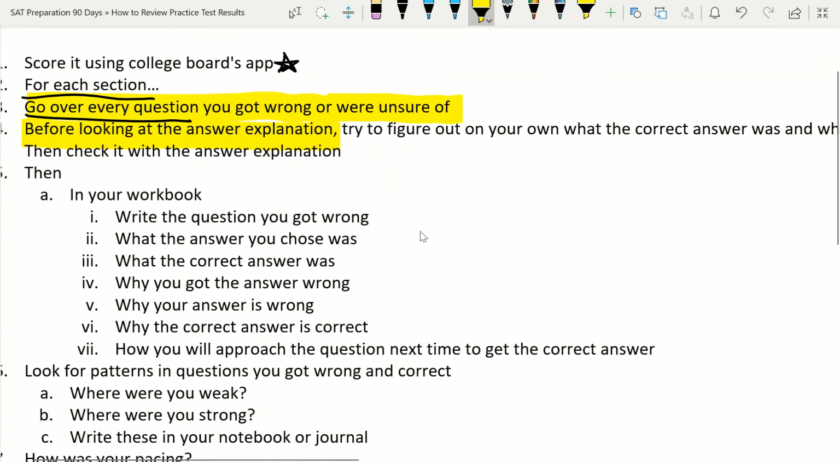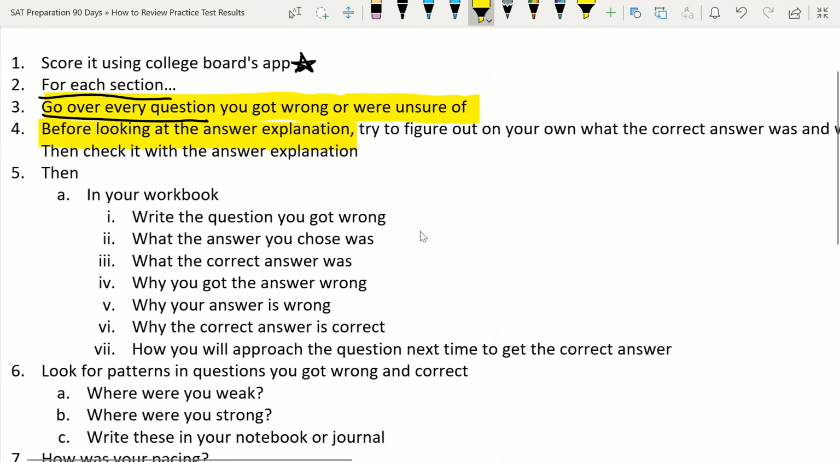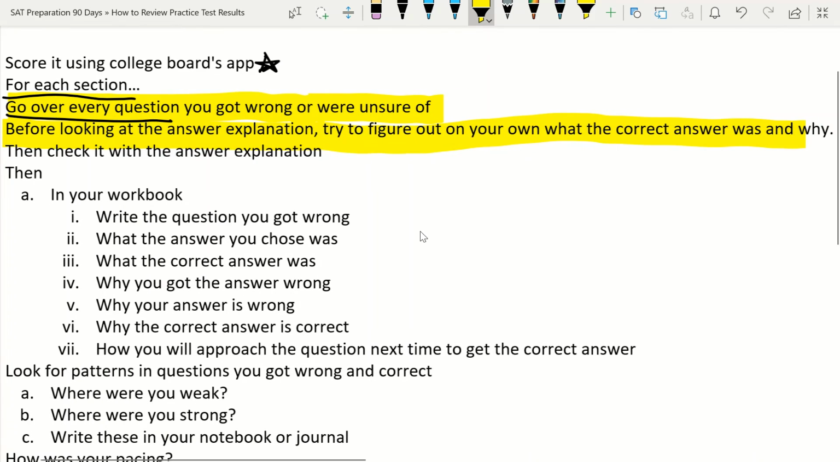So why do we do this? Well, we do this because if we know we got a question wrong and then we go back and we try to figure out on our own what the correct answer was and why, we're more likely to remember how to get there, right? Because we got there already on our own without help.